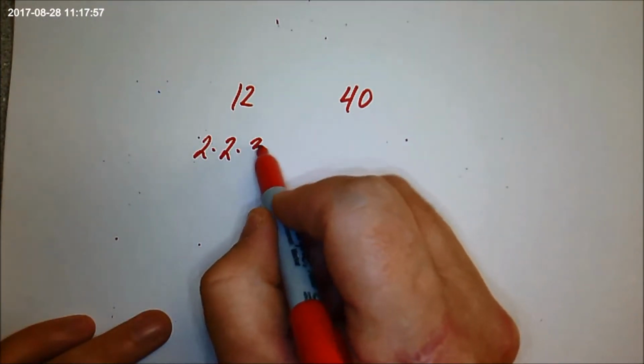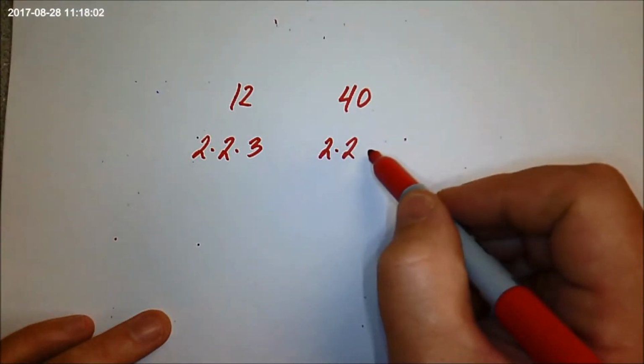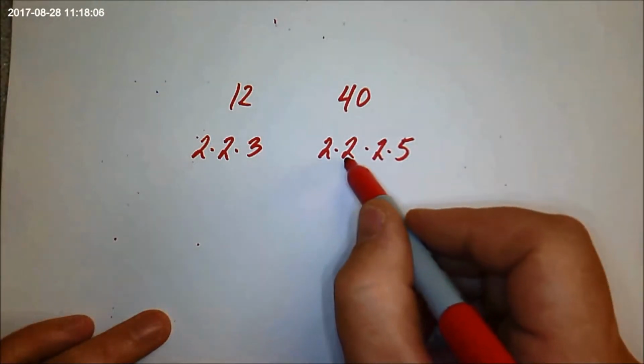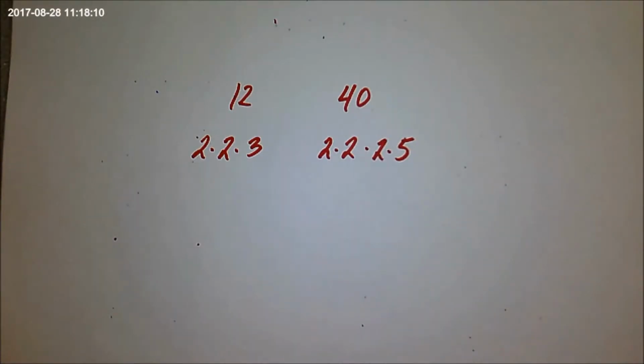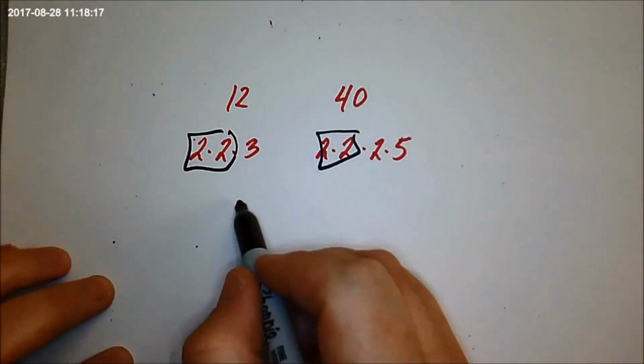So 12, 2 times 2 times 3, right? 4 times 3 is 12. And 40 is 2 times 2, that's 4, right? Times 10, 10 is 2 times 5, do you see? Or 2 times 2 is 4 times 2 is 8. 8 times 5 is also 40. So those are the lists of all the factors of each number. And that's what you can start with.